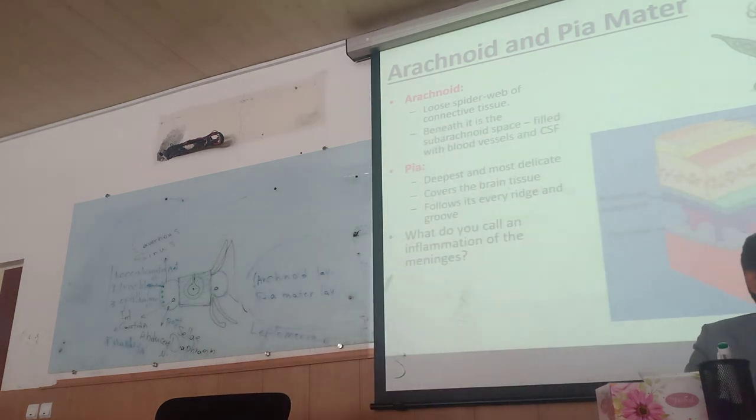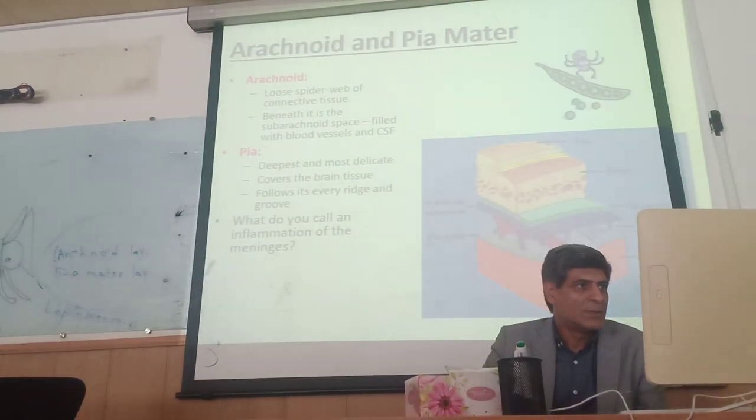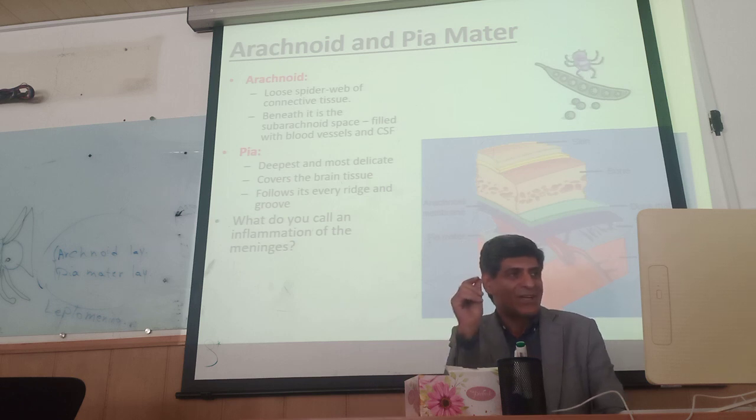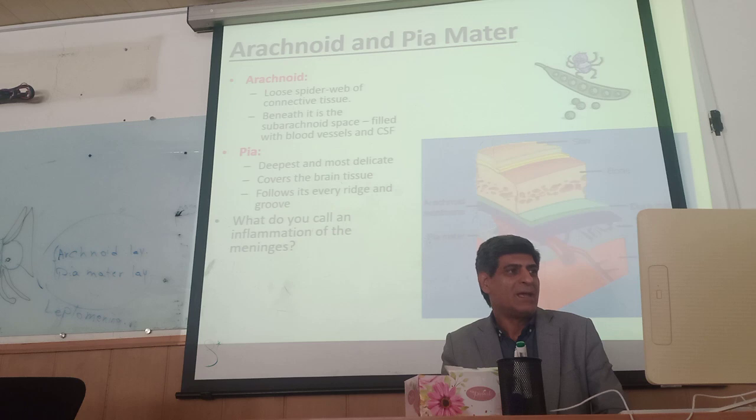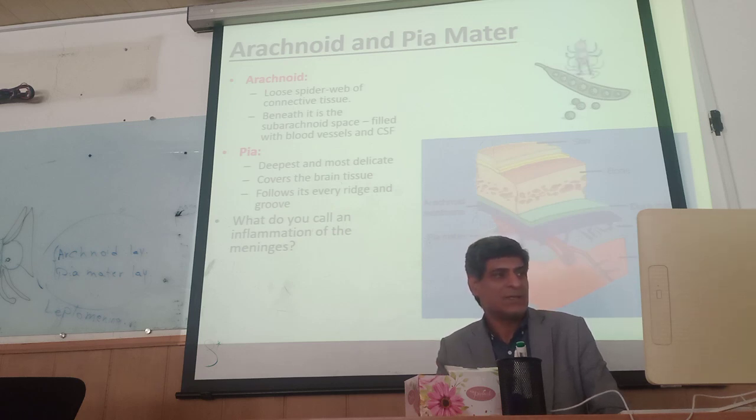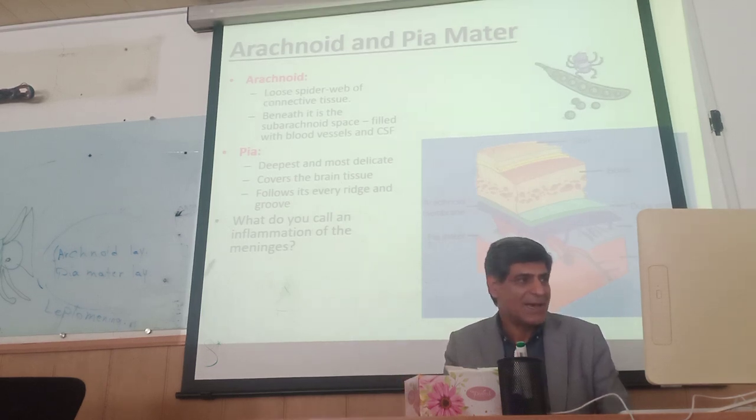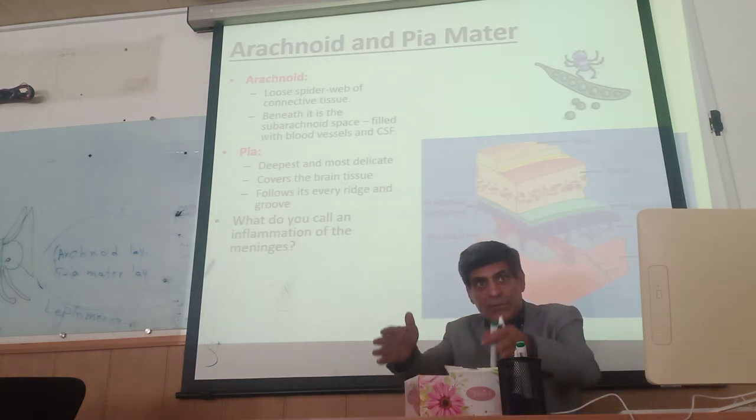The arachnoid looks like a spider web of connective tissue. Beneath it is the subarachnoid space, filled with blood vessels and cerebrospinal fluid. Then the pia mater is the deepest and most delicate layer; it covers the brain tissue and follows its sulci and grooves, entering the grooves.